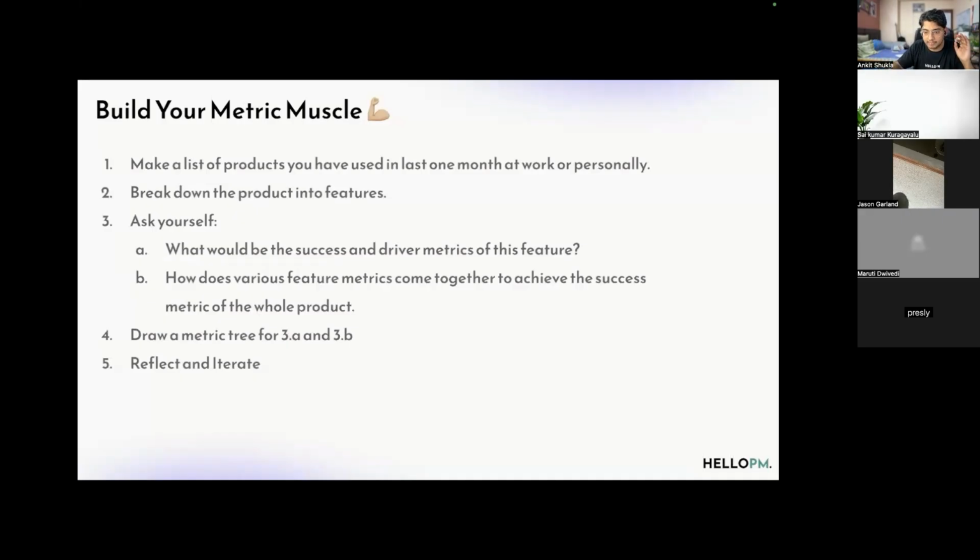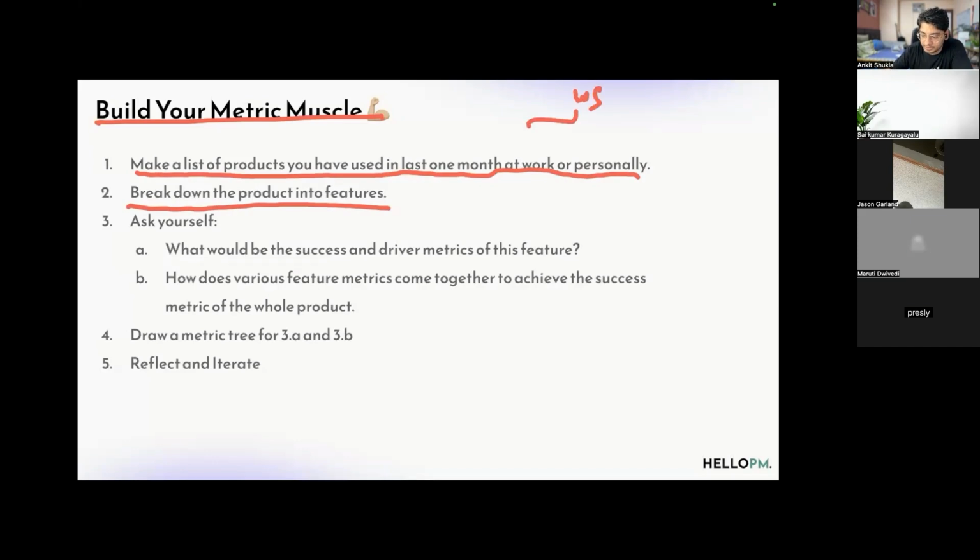Okay. So I'm going to give you this exercise. The exercise is how to build your metric muscle. What you need to do is make a list of products you have used in the last 1 month, at work or personally. After that, take each product and break it down into features. Let's say you take WhatsApp, you break it down into message creation, status, settings, or some other things. So every product is a collection of features.